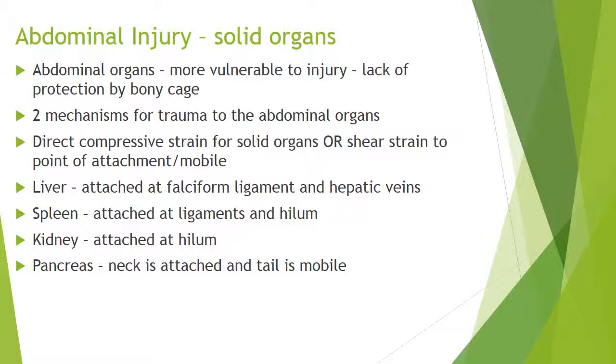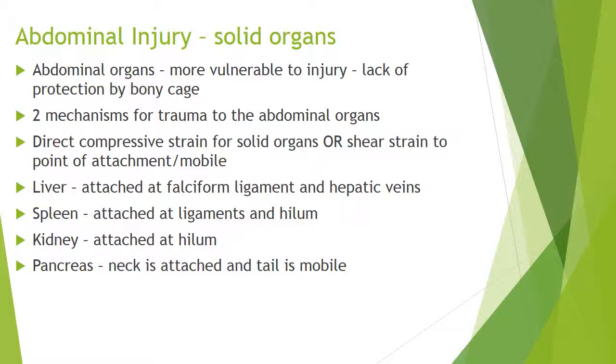The solid abdominal viscera are more vulnerable to injury because of lack of protection by the bony cage. There are two mechanisms of trauma. The first could be a direct compressive strain, which we talked about earlier, when there is overcompression and it tests the limits of the elasticity of the organ, and there could be rupture of the kidney or the liver or the spleen.